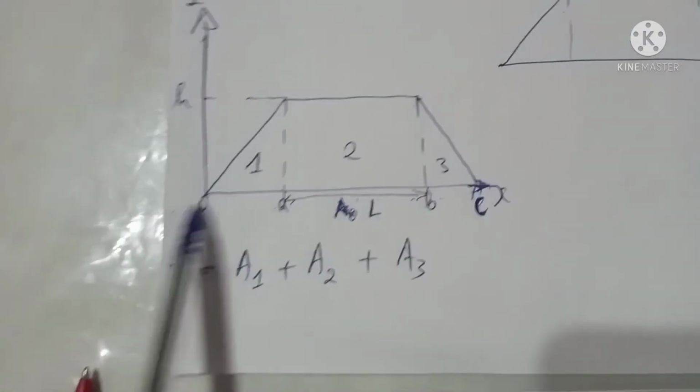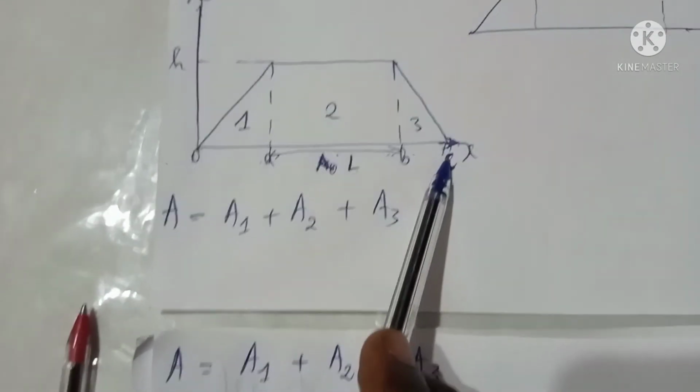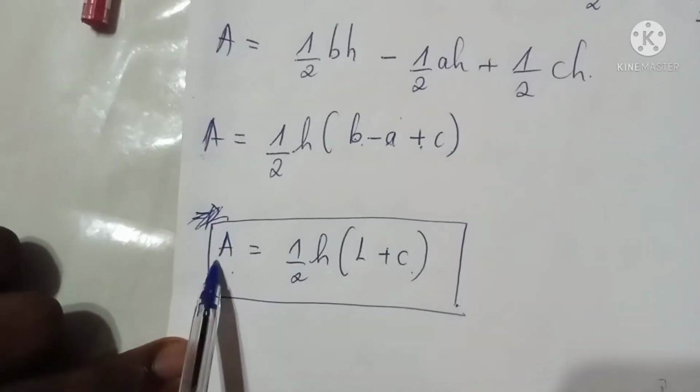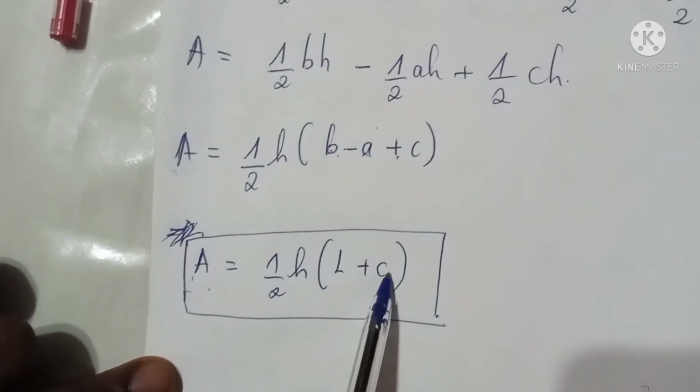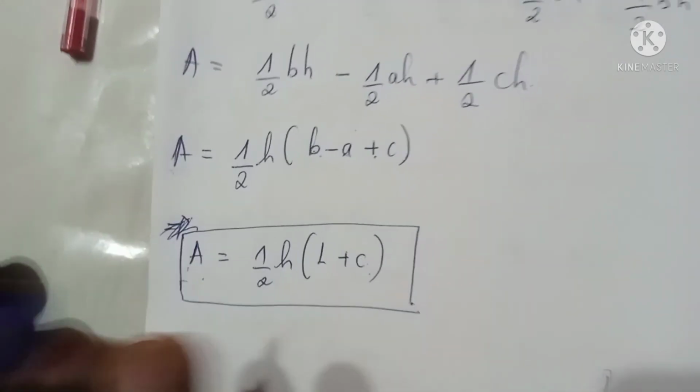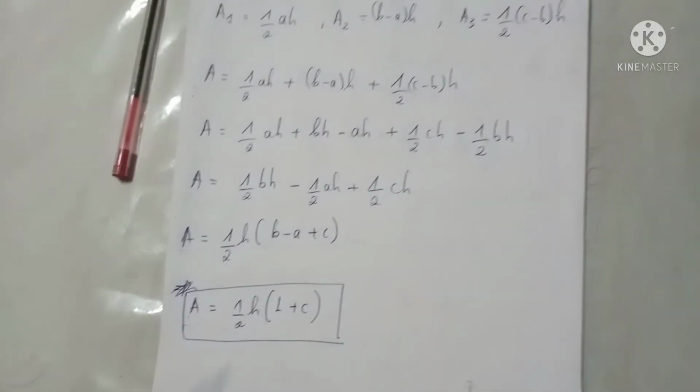So you see that c is actually the distance from here to here. That's why we call it c. So this is the area of a trapezium: half h in bracket l plus c. And that is just it. If you like, you check anywhere, you're going to see the area of a trapezium as this.